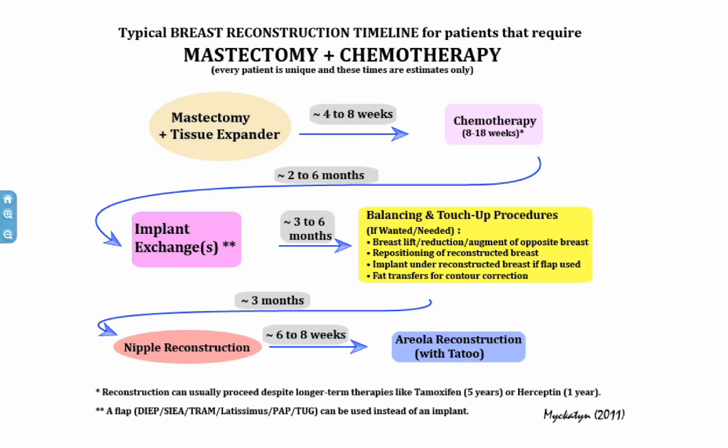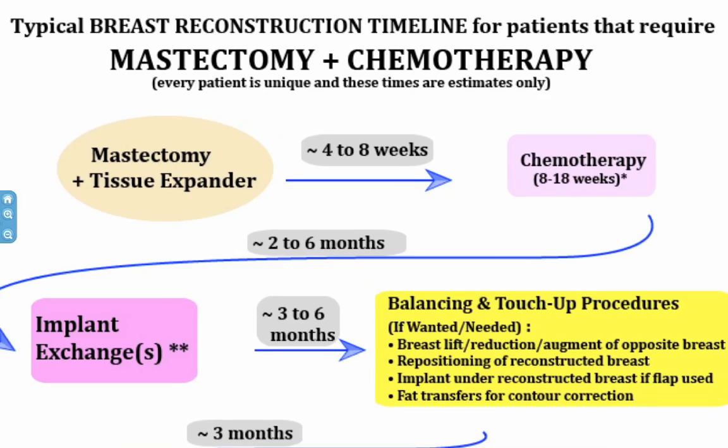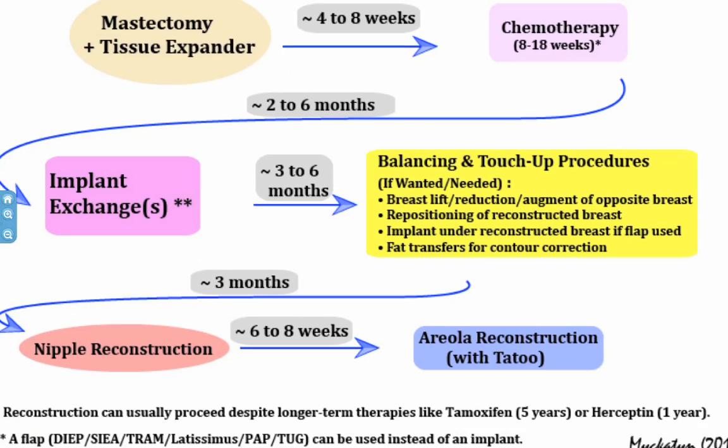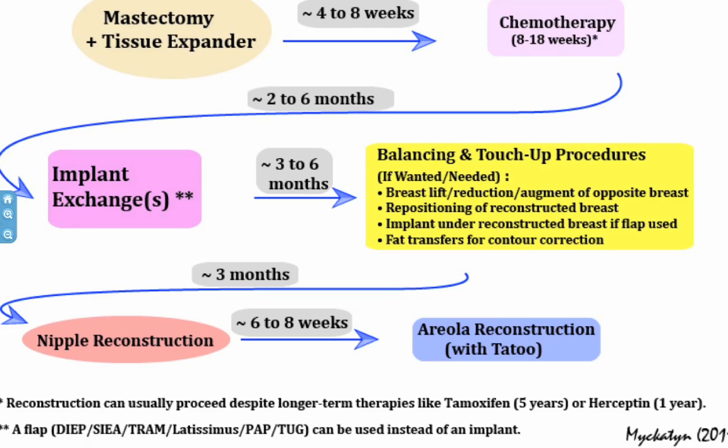For patients that require chemotherapy, they will often undergo a mastectomy with the placement of a tissue expander. After a few weeks pass for recovery, they will undergo their chemotherapy, which lasts several months. This will be followed by an implant exchange or placement of a flap procedure at that time after the chemotherapy. Again, this is followed by balancing procedures, nipple reconstruction, and then an areolar tattoo.